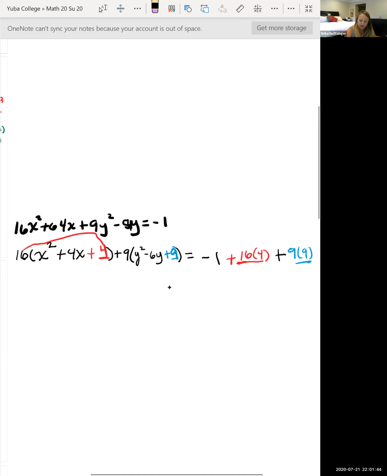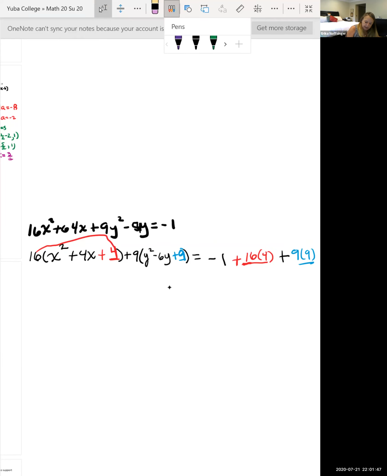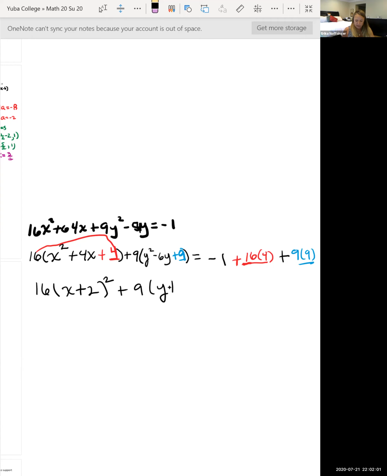Okay, so now we can rewrite that as a perfect square. 16 times x squared plus 4x plus 4 is the same thing as x plus 2 quantity squared plus 9. We can rewrite y squared minus 6y plus 9 as a perfect square, y minus 3, quantity squared, is equal to negative 1 plus 16 times 4 is 64, plus 9 times 9 is 81.